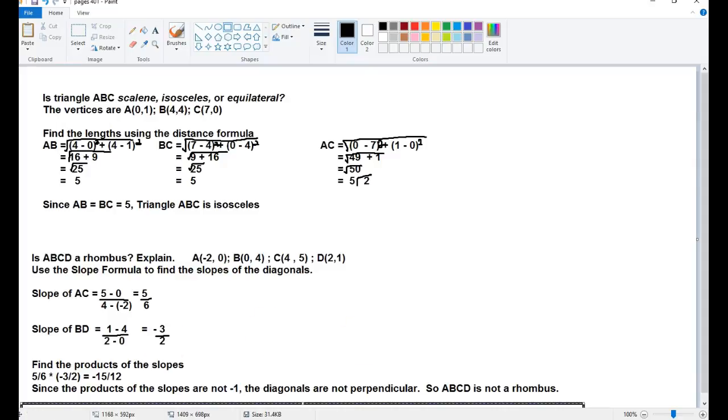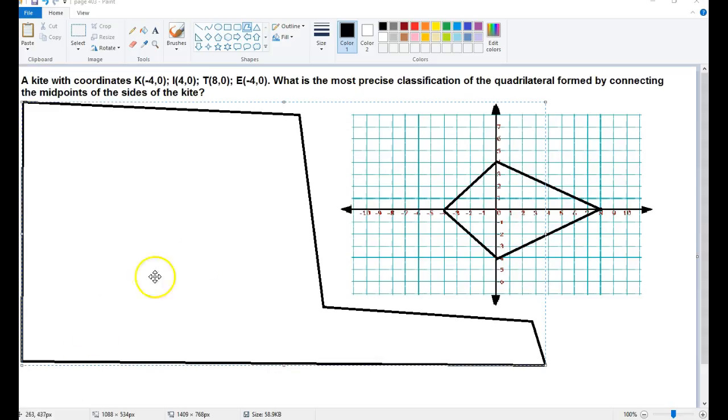Alright, we're going to go into one last problem dealing with given a shape and figuring out if another shape inside of it could be something else. Okay, so this time I decided to have the coordinate plane with us. So we have this kite with these coordinates. This is K, I, T, and E over here.